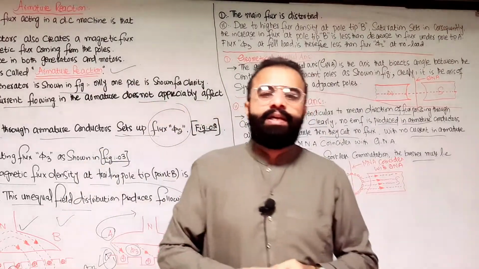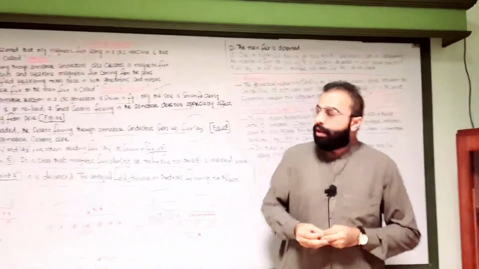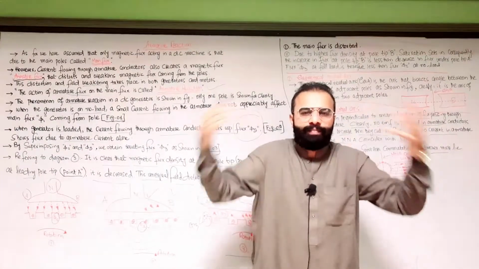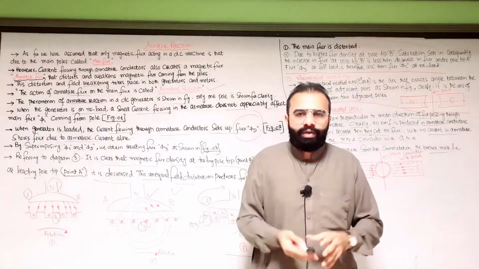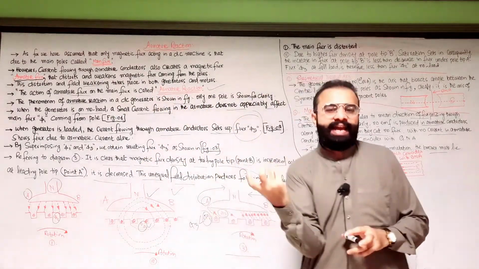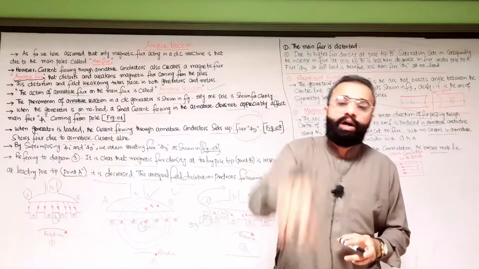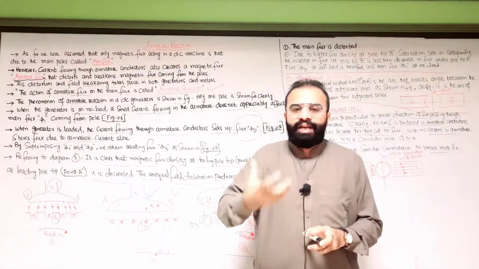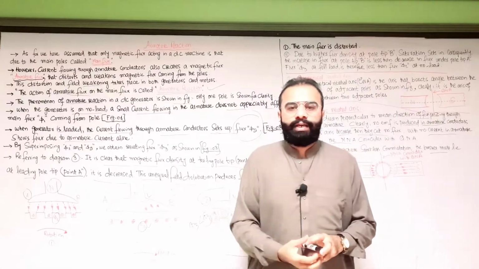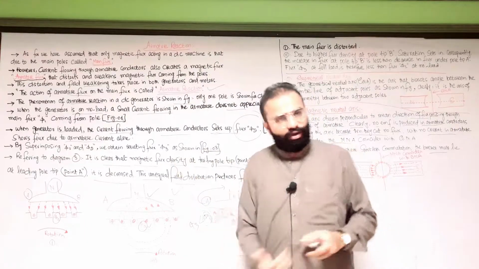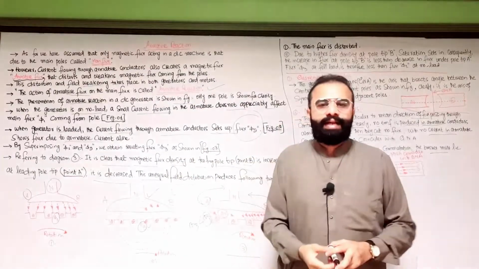So dear viewers, this was the lecture regarding the armature reaction. If I am going to summarize the lecture: what is the armature reaction? The armature reaction can be defined as the action of the armature flux on the main flux. The flux produced in the armature conductors distorts or weakens the main flux coming from the main poles. This is called the armature reaction.